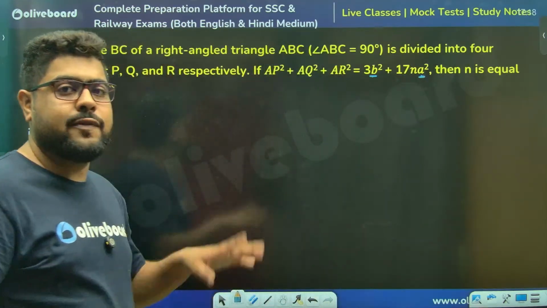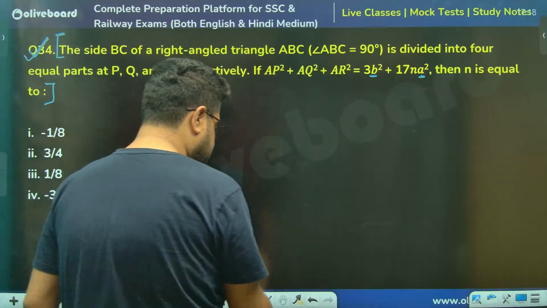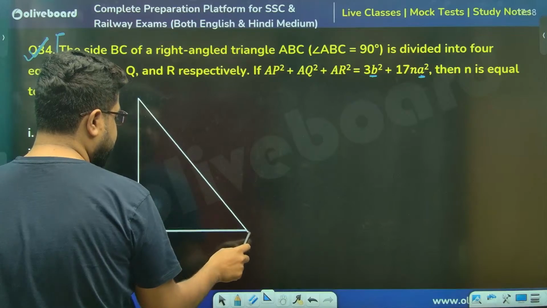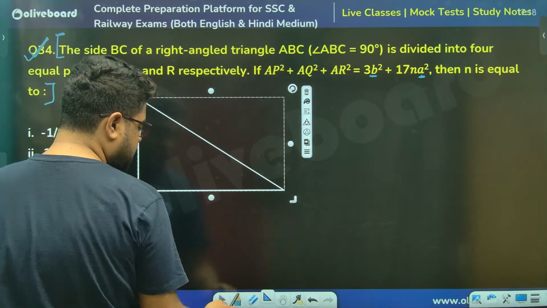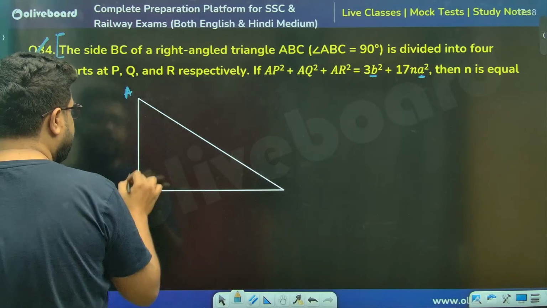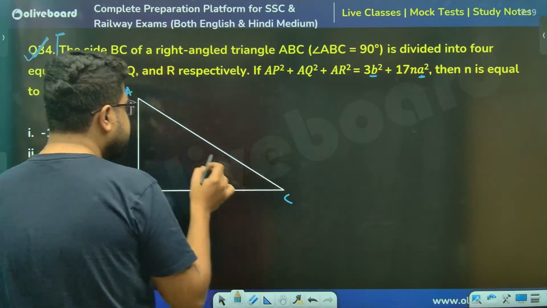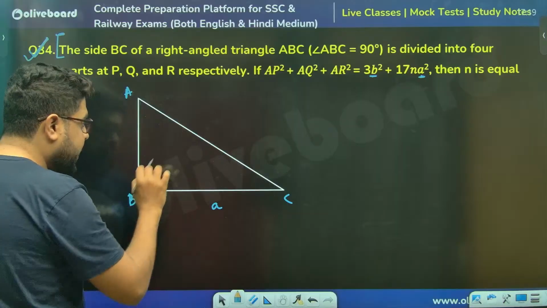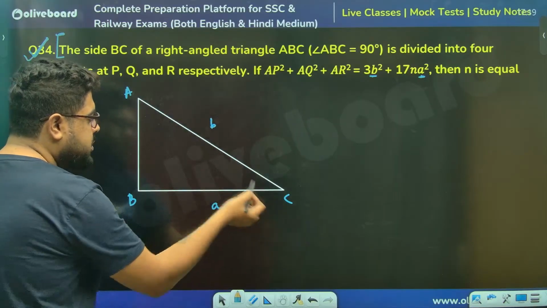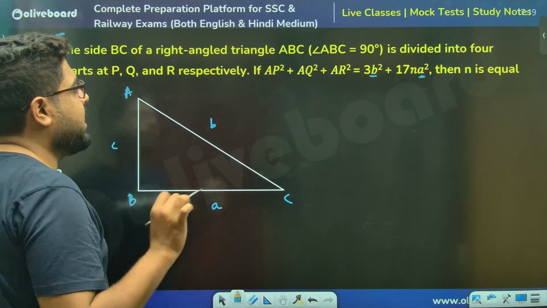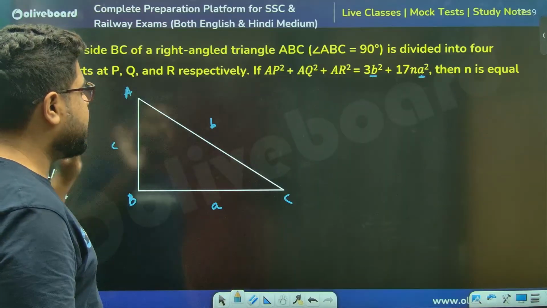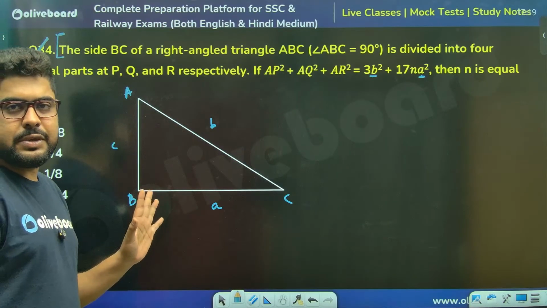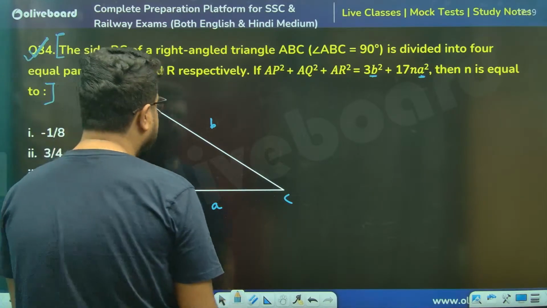For that, you always need to understand this. I have told you guys in our basics class only: whenever you draw something like this, triangle A, B, C, opposite to angle A, this side is called a. Opposite to angle B, this side is b. Opposite to C, this is c. Now here, angle ABC is 90, so whatever I have drawn is correct. Now what are they saying?